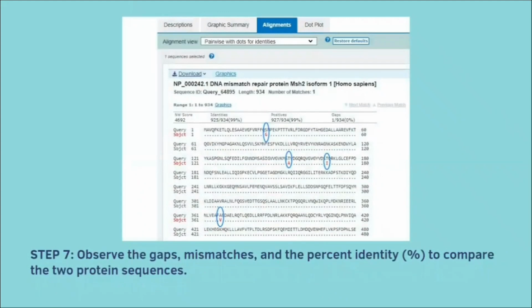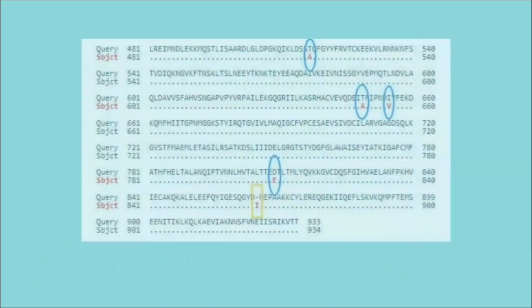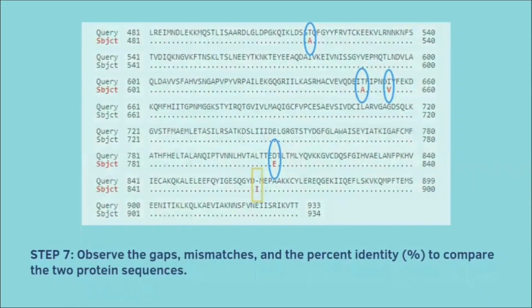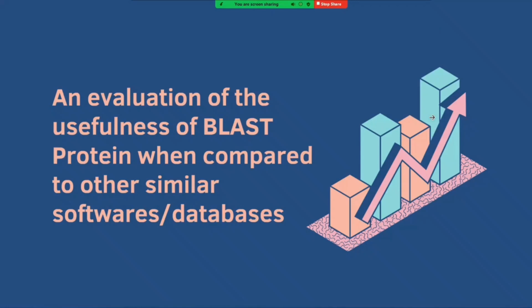To compare the two protein sequences, observe the gaps, mismatches, and also the percent identity. That will be all for the BLAST mechanism. Next, we will be focusing on the evaluation of the usefulness of BLAST protein when compared to other similar software.